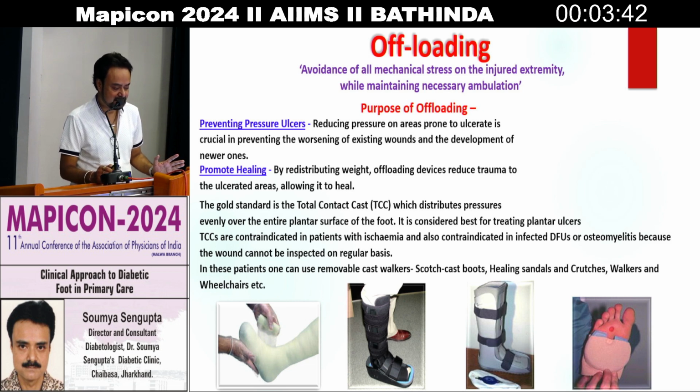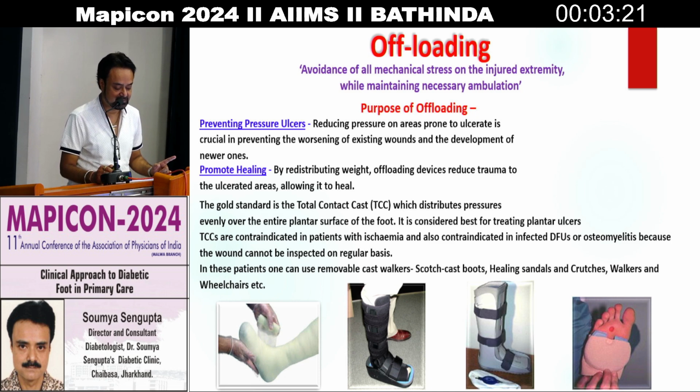So the purposes: preventing pressure ulcers, promoting healing by redistributing weight. Offloading devices reduce trauma to the ulcerated area, allowing it to heal. The gold standard is TCC, that is total contact cast. It is considered the best for treating the plantar ulcer. It distributes pressure evenly over the entire plantar surface of the foot.